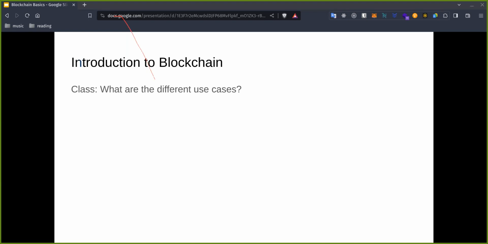So, use cases of blockchain networks. What do you think you can do with the blockchain? I'll go first. Basically finance. Everything finance can be done on the blockchain. What else do you think can be done on the blockchain? Record keeping. Okay, good.